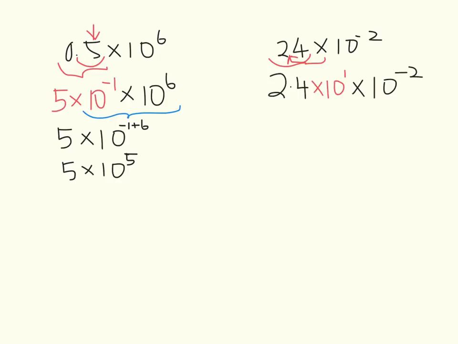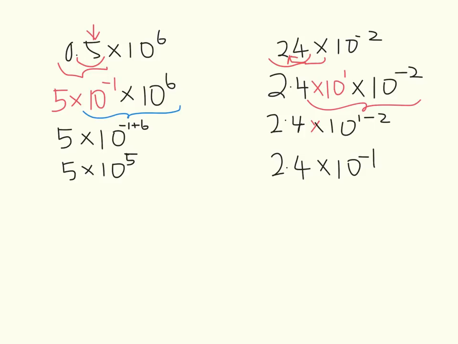And now we can rewrite this as 2.4 and combine these two exponents using the product of powers. So it's 2.4 times 10 to the power of 1 minus 2. So you get 2.4 times 10 to the power of negative 1. And that's it for writing in scientific notation.